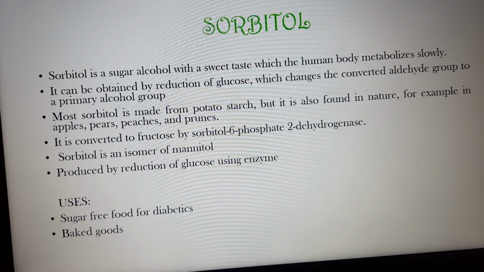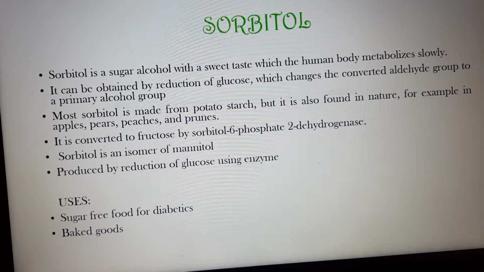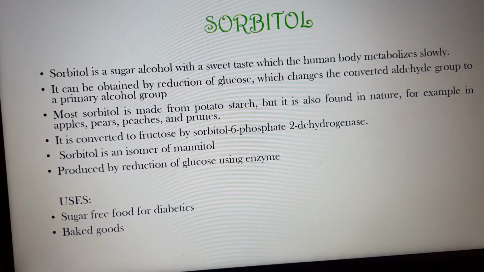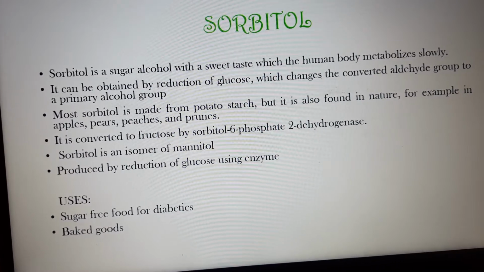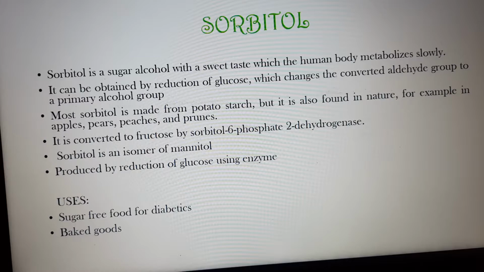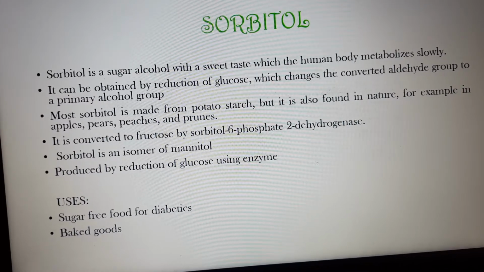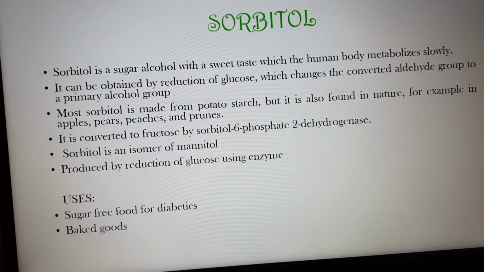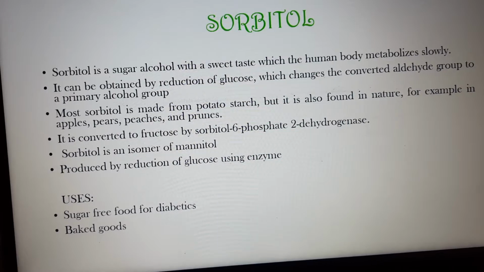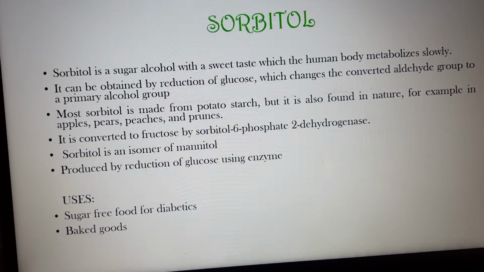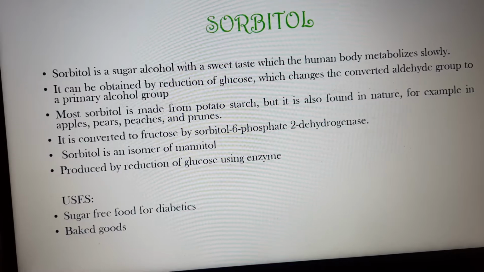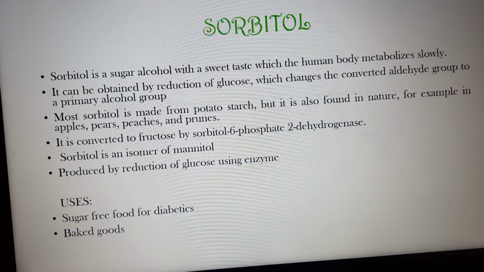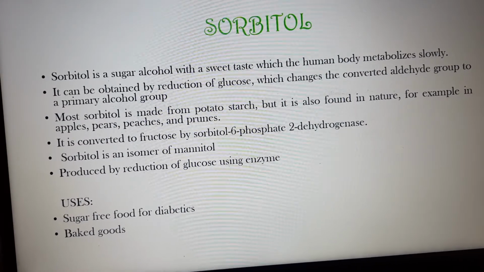Sorbitol is a sugar alcohol with a sweet taste which the human body metabolizes slowly. It can be obtained by the reduction of glucose, which changes the converted aldehyde group to a primary alcohol group. Most sorbitol is made from potato starch, but it is also found in nature, for example in apples, pears, peaches and prunes. It is converted to fructose by sorbitol-6-phosphate 2-dehydrogenase. Sorbitol is an isomer of mannitol, produced by the reduction of glucose using enzymes.